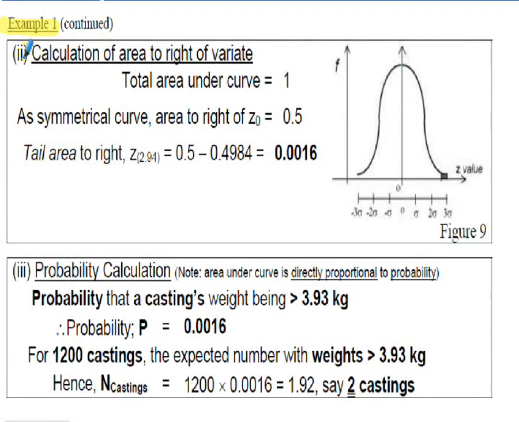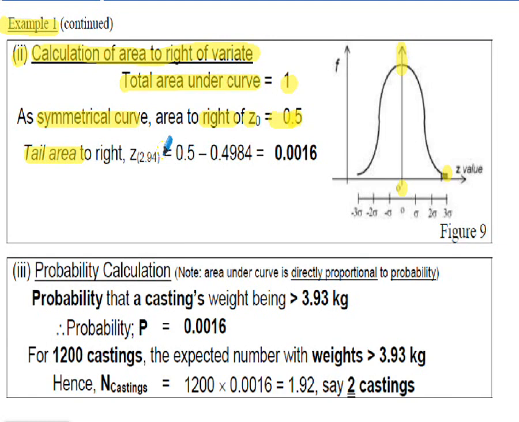Example 1, part B continued. This is step 2. We're now going to calculate the area to the right of the 2.94 variate. In other words, this little bit of area up here. We know that the total area under a standardized normal curve is unity, 1. And we know it's a symmetrical curve about the z0 value or the x bar value here. So therefore the area to the right of the z0 value is 0.5, just as the area to the left is 0.5.